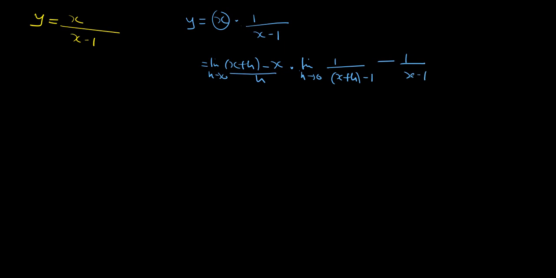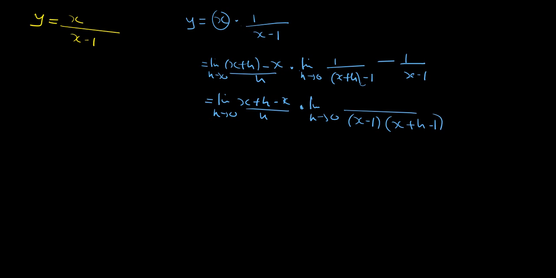All right, so we know this one as the limit as h approaches 0, then we remove the brackets there, x plus h minus x over h, times the limit as h approaches 0. Then what is common there is x minus 1, right? Then there's x also, then I can just remove the brackets there, then it will be x plus h minus 1, like that. Still the same thing, I just remove the brackets so that I combine these two.